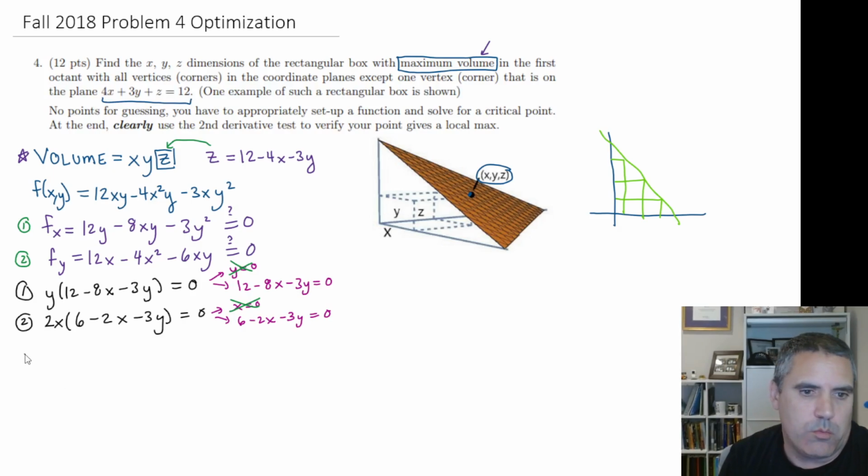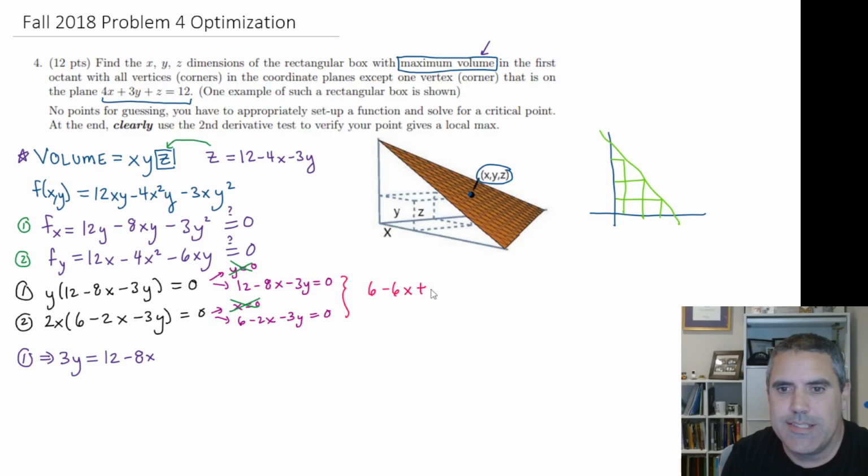So let's start with equation 1 and solve for, let's say, y. So I get 3y equals, so I move this to the other side, so it's 12 minus 8x. And the truth is, what I'm doing I think is suboptimal. An optimal way to do this, actually, now that I look at it, is to subtract them side by side and get 6 minus 6x plus 0 equals 0. That's because I saw that you could subtract side by side and get that.